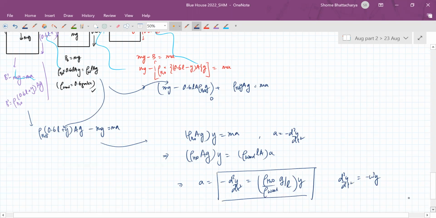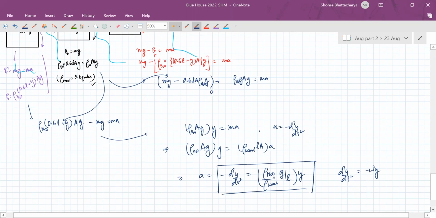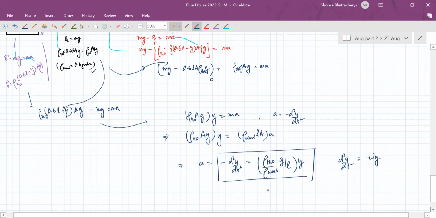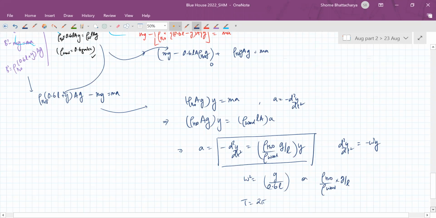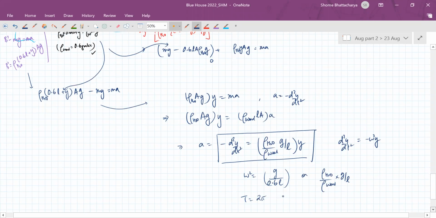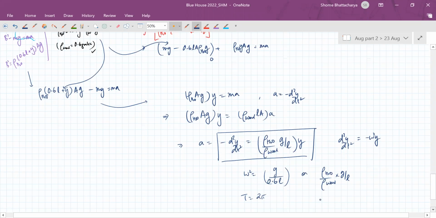This kind of term. Okay, so omega square is G by 0.6 L. You can write it like this, or density of water divided by density of wood into G by L. So the time period is 2 pi under root 0.6 L by G, or it is 2 pi under root relative density of wood factor 12 by G.